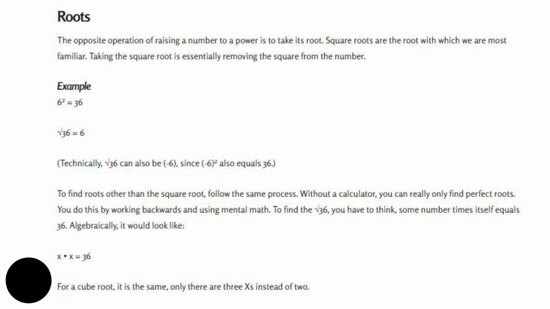Roots. So what do we mean by roots? The opposite operation of raising a number to a power is to take its root. Square roots are the roots with which we are most familiar. Taking the square root is essentially removing the square from the number. So 6 squared means 6 times 6, that is 36. Technically, minus 6 squared also equals 36.